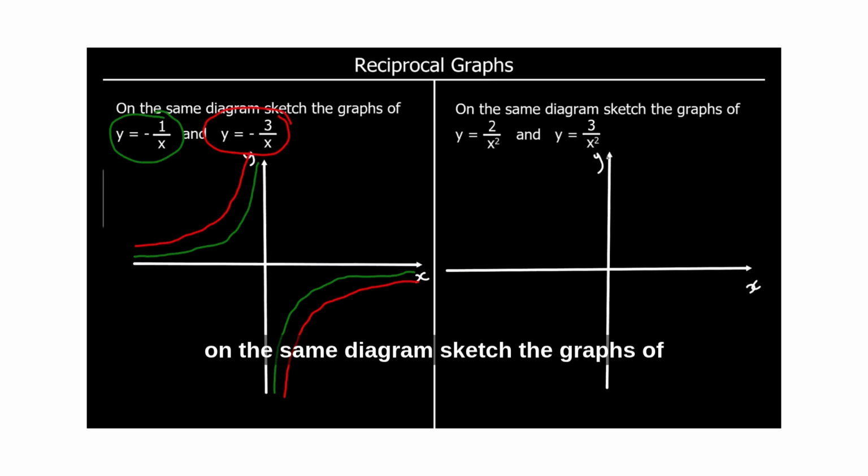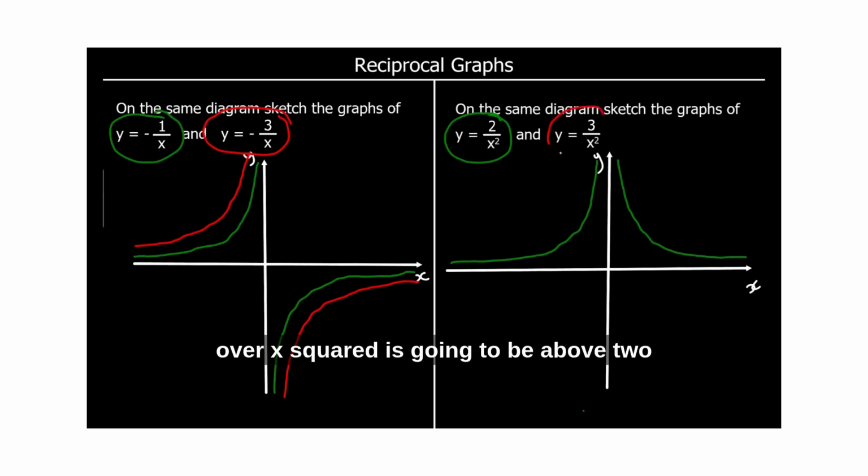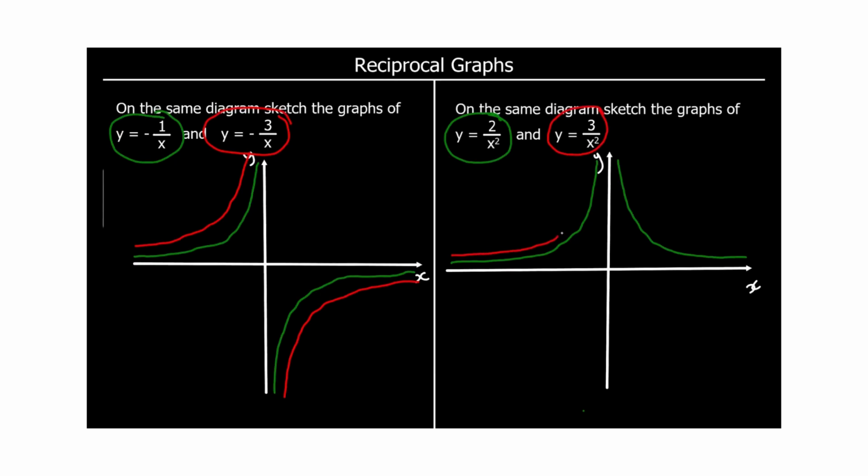So on the same diagram, sketch the graphs of y equals 2 over x squared and y equals 3 over x squared. So 2 over x squared. For inputs that are positive or negative, you're going to get out a positive answer. So it's here and here. 3 over x squared is going to be above 2 over x squared. So it's here and here.